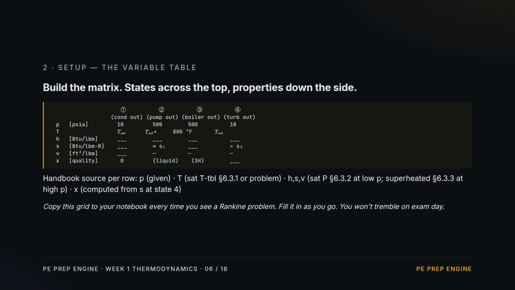Build the variable table. States across the top, condenser out, pump out, boiler out, turbine out. Properties down the side, pressure, temperature, enthalpy, entropy, specific volume, quality. You start with only what's given, 3 pressures and 1 temperature. Every other cell comes from a handbook lookup or a one-line equation. When the last cell is filled, the answer reads off the table.